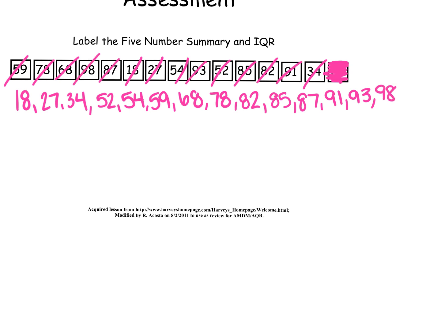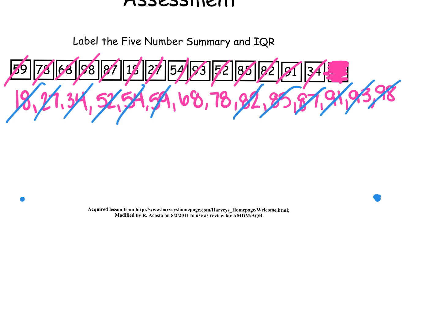Okay. So we've got an even number of data points here, 14. I crossed out the 15th so that it would work out this way. I'm going to start the same way. I would put my dots on 18 and I would put a dot on 98. Then I would find my median. So I'm going to cross out 18 and 98, 27 and 93, 34 and 91. Keep going.